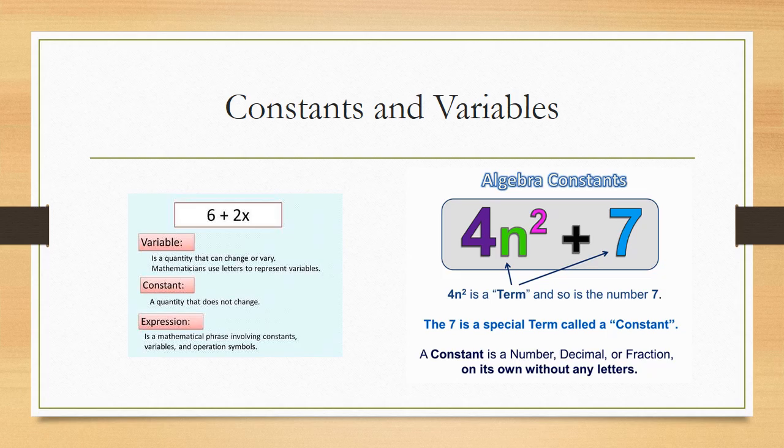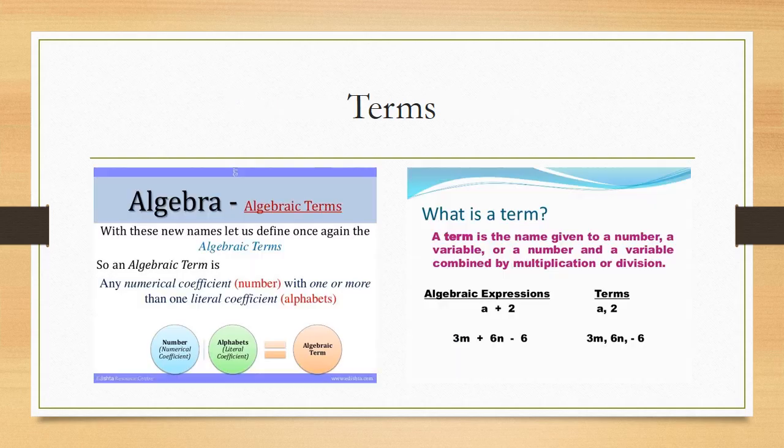An expression is a mathematical phrase involving constants, variables and operation symbols. For example, 4n square plus 7. 4n square is a term and so is the number 7. But 7 is a special term called a constant. A constant is a number, decimal or fraction on its own without any letters.